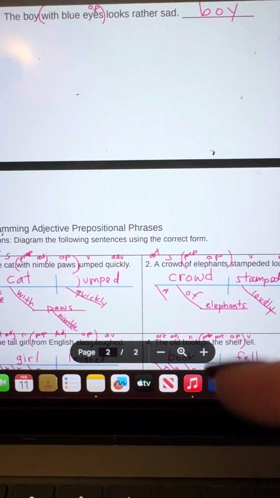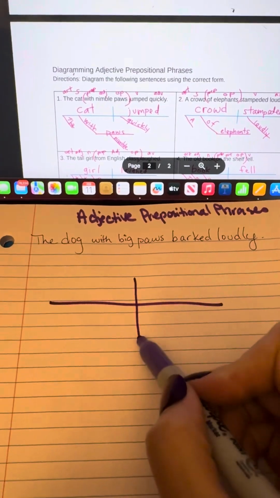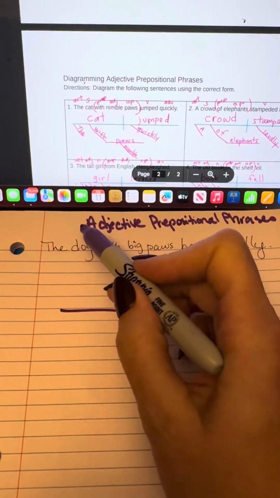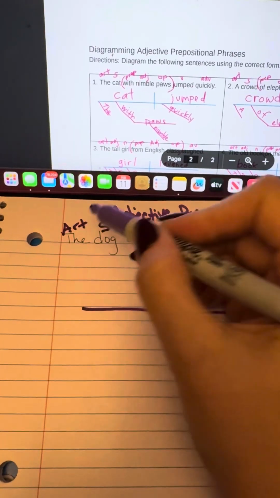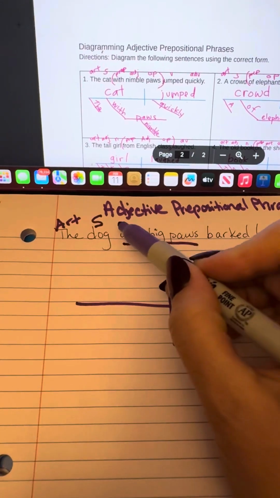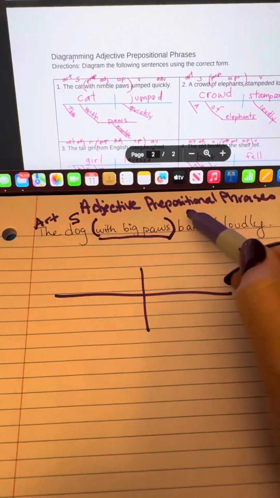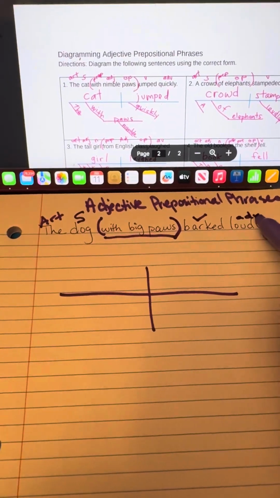Of elephants. Okay, so let's look at this example. The dog with big paws barked loudly. I'm always going to draw my line to separate my subject and my verb. So what is this sentence about? The dog, which is the subject. The, which, a and or the is always an article. Here's our prepositional phrase, with big paws. The dog with big paws barked. That's the verb. How did he bark? Loudly. So that's the adverb.